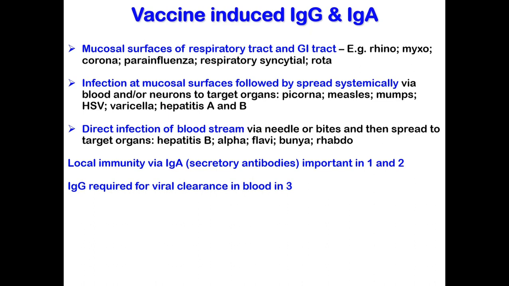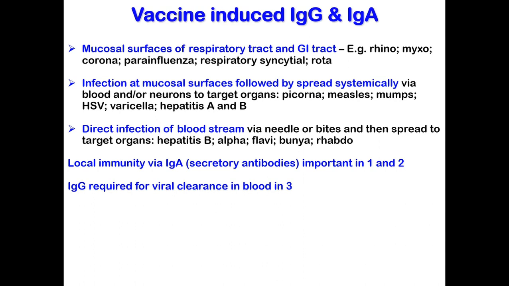Some of the examples of mucosal vaccines that have been designed are the nasal influenza vaccine for children, the oral polio vaccine, and the oral rotavirus vaccine. So there's some examples of mucosal vaccines.